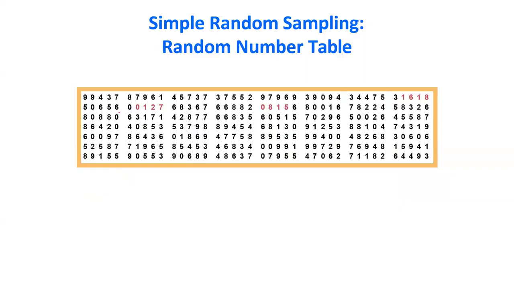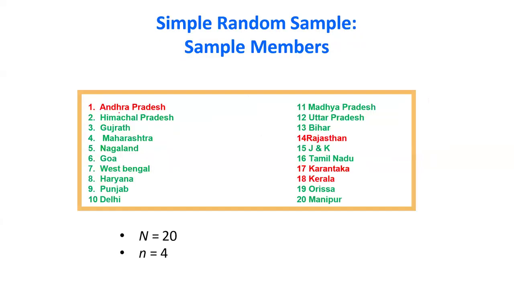Every number has an equal chance to be picked up. So this is how it has generated all the numbers. If I have 20 as my population size, and I say I want a sample of 4, then wherever you see capital N, that is known as population size. And small n is known as sample size.